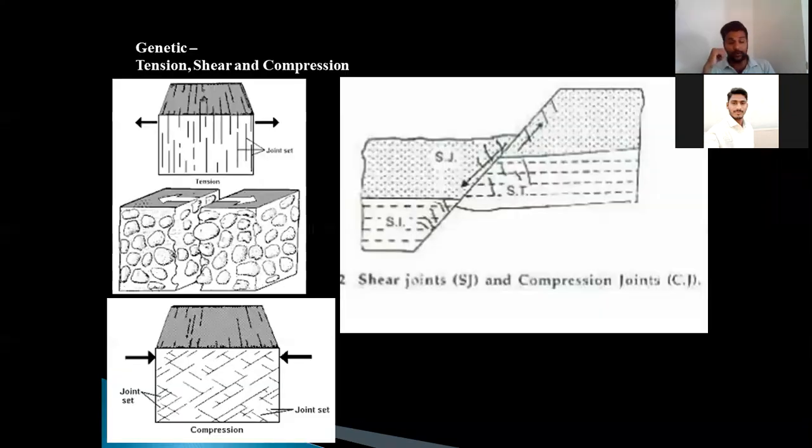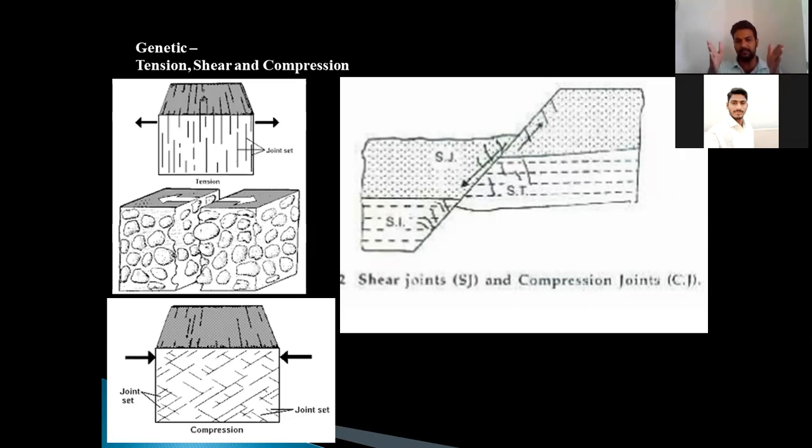Let us see the first, genetic joints. In genetic joints, we have tension, shear, and compression. In tension joint, you can see the tensional force is responsible for the formation of such joints. Whenever due to any tectonic activity the rock is pulled apart, it is obvious that the joints will develop perpendicular to the force of pull. In that case, such joints will be referred to as tensional joints. You can see in the first picture how the tension joints are developed because of the tension experienced by the rock. The second is compression joint.